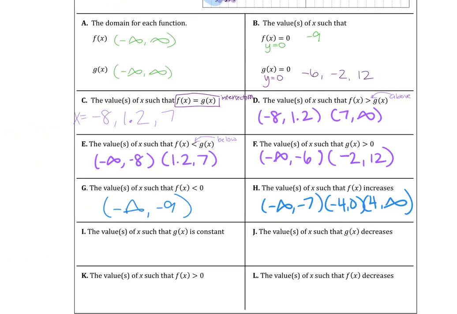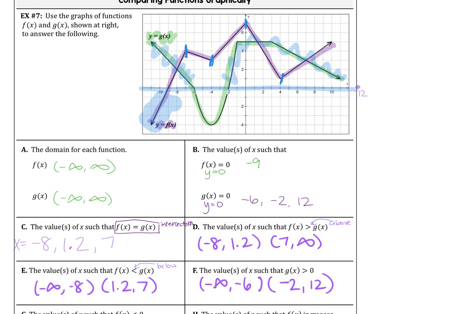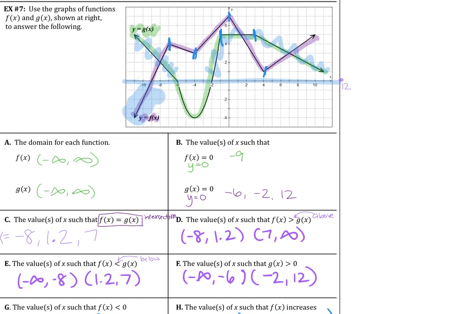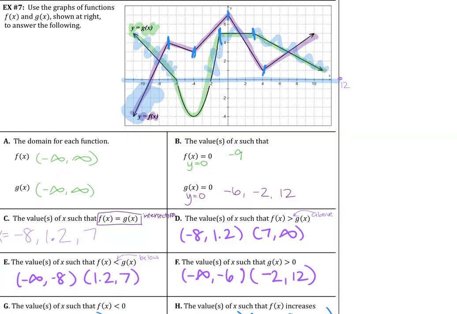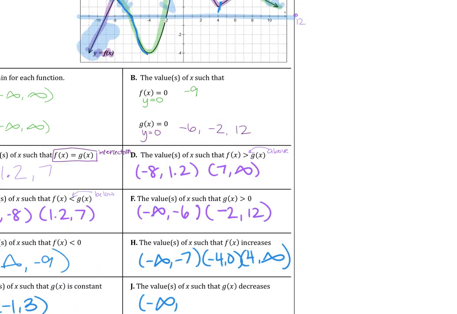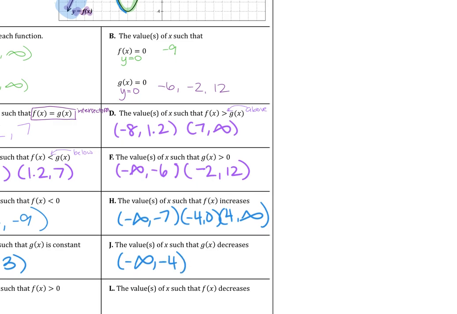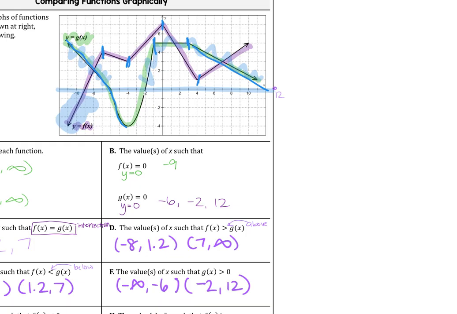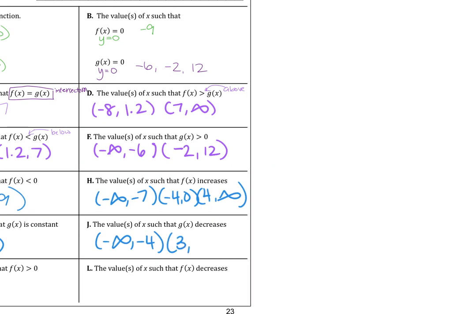There we go. Okay, is g of x constant? It is constant from, g of x is our green line, here to here, -1 to 3. And where is g of x decreasing? So going down all the way to there. So -infinity, what was that? -4. And then going down here. 3 to infinity. Okay.